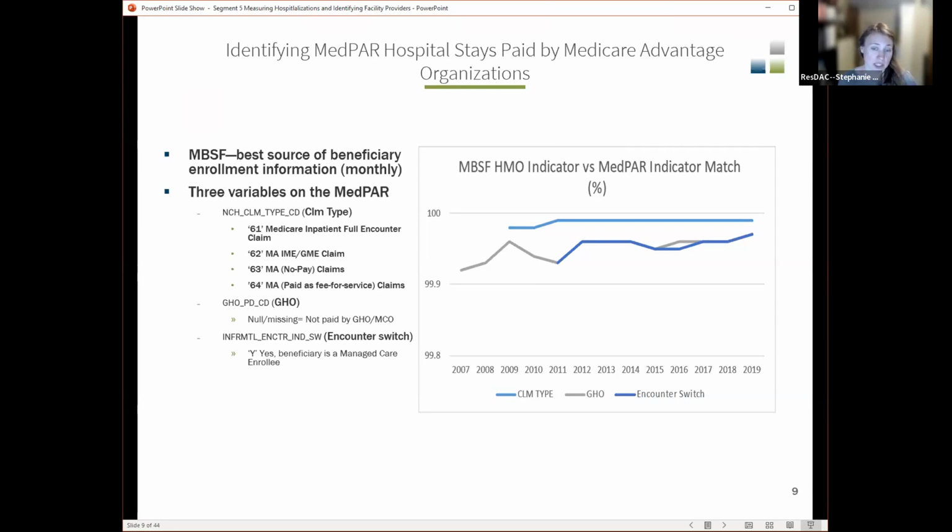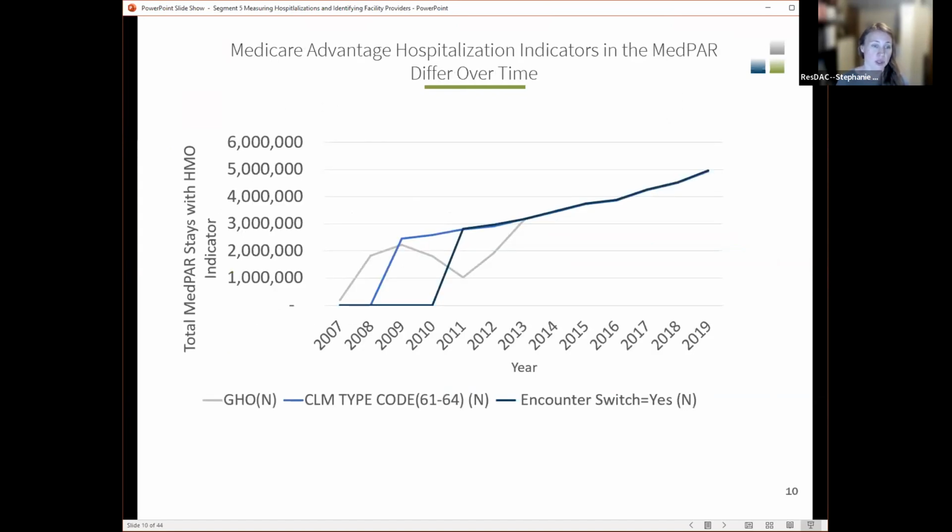The encounter switch didn't actually come on until 2011, so that's one difference to note. And if we look over time, you can see that the total MedPAR stays with an HMO indicator have been increasing over time, and that correlates well with the increase of the Medicare Advantage population. So really, they're good indicators. The encounter switch is a great one if you're looking after 2011.